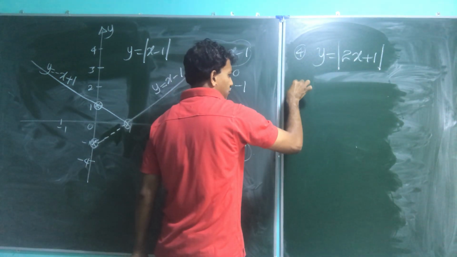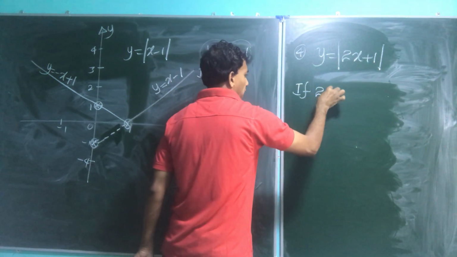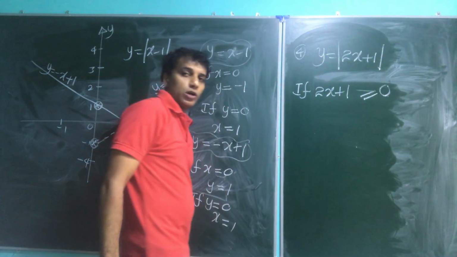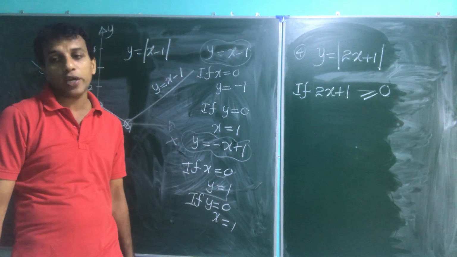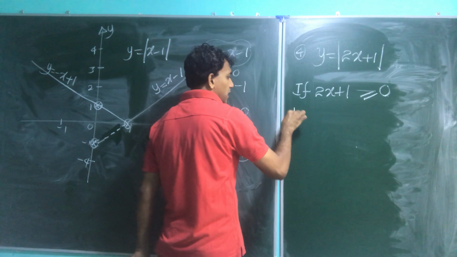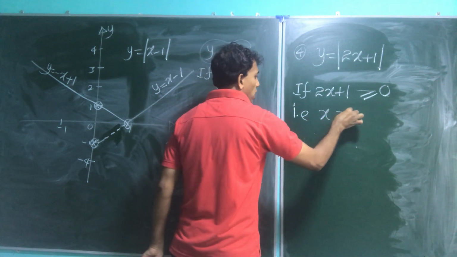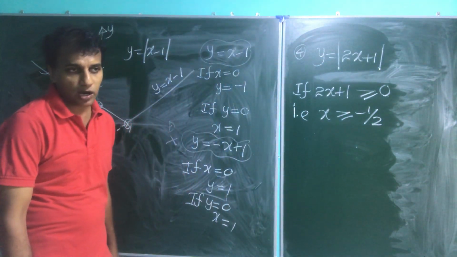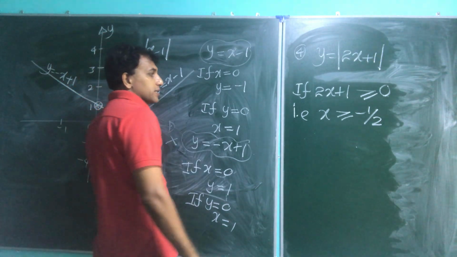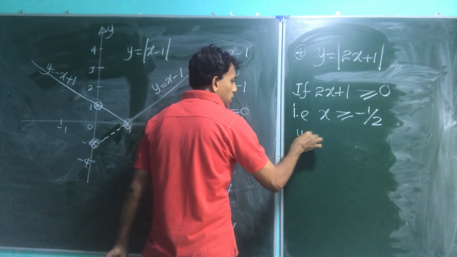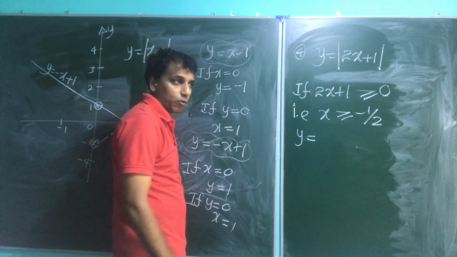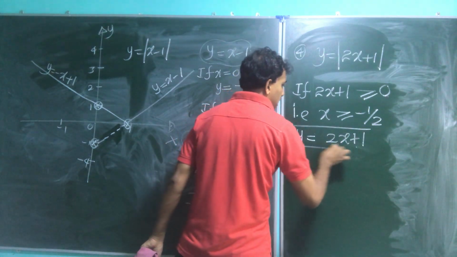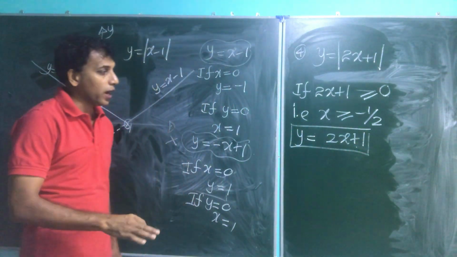So what is inside? If 2x plus 1 is greater than or equal to 0. Or in other words, you can say what? x is what then? Minus half. So x is greater than or equal to minus half. How is that? Since the inside is positive, you can write it the same as it is, right? It's the one graph: y equals 2x plus 1. No changes.